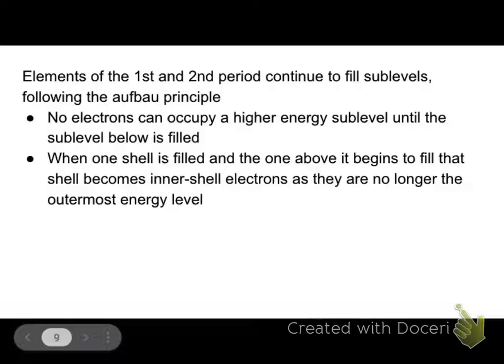When one shell is filled and the one above it begins to fill, then the shell that was filled now becomes inner shell electrons because they're no longer in the outermost energy level and therefore less likely to interact with other atoms. Okay? So hydrogen and helium are both holding all of their electrons in the 1s orbital. So for hydrogen and helium, the 1s orbital is their outer shell. But when we get to lithium and beryllium, they have electrons that are in the 2s orbital, which means that the 1s electrons become inner shell electrons. They're no longer in the outermost energy level.